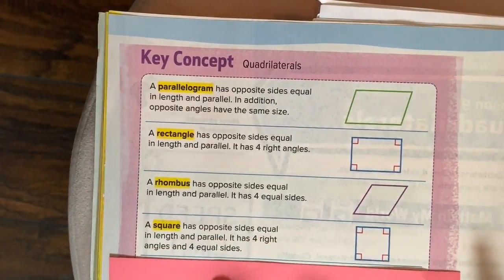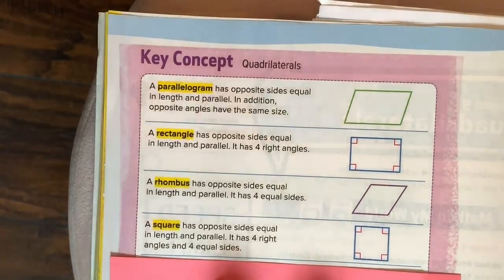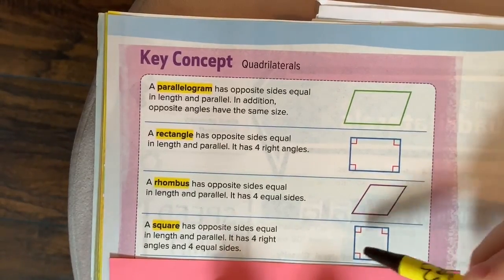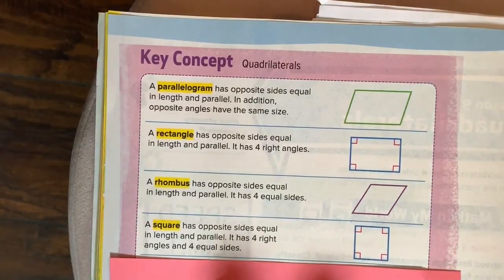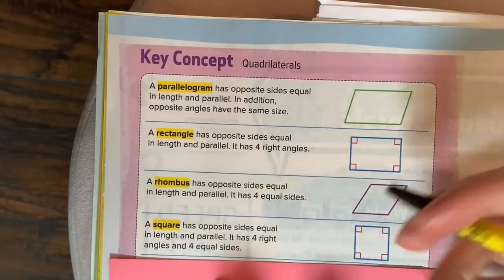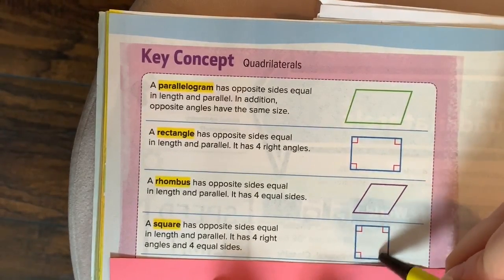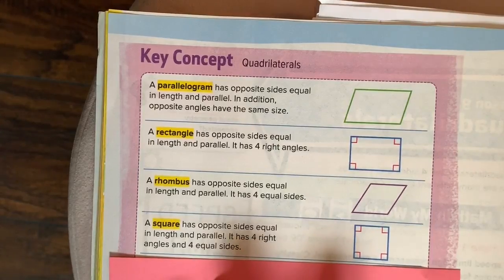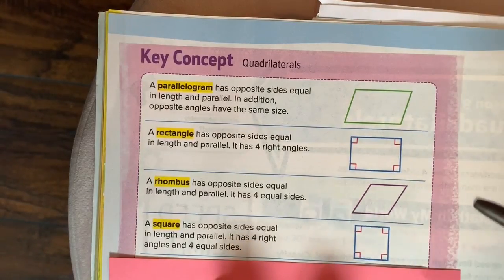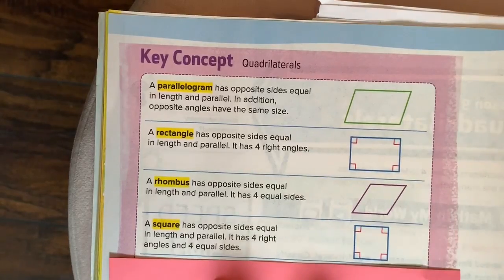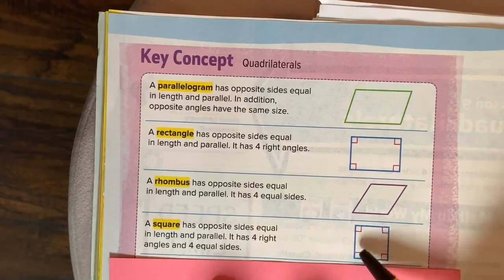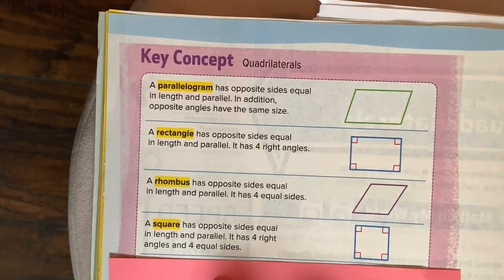Next one is a square. A square has opposite sides equal in length and parallel. These two sides and these two sides both have the same length and are parallel. Another thing is that it has 4 right angles, as you all should know: 1, 2, 3, and 4. And it also has 4 equal sides. So a rhombus is different from a square in the sense that a square has 90-degree angles, whereas a rhombus's angles are a little bit different.